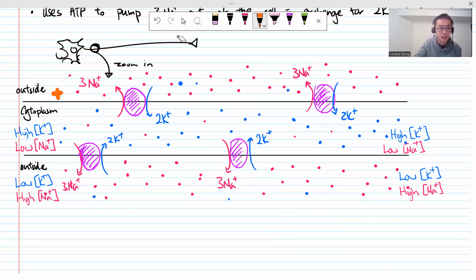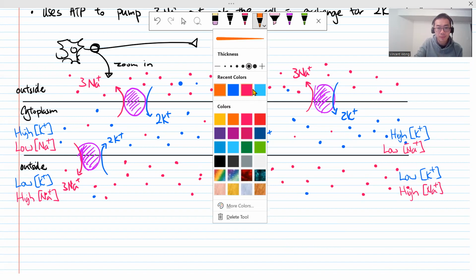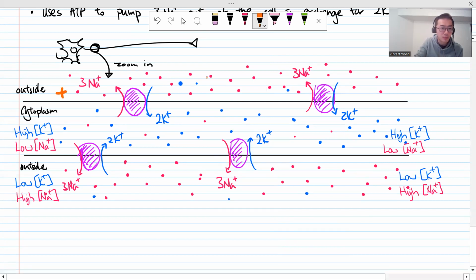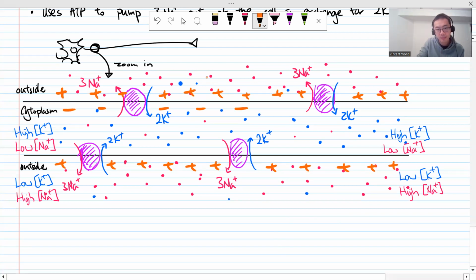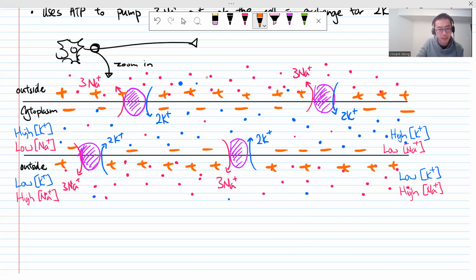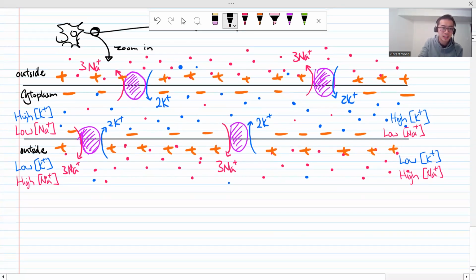Oh my God, that is too thick. Very positive. Well, I wouldn't say very positive necessarily, but it's going to be positive on the outside. And then it's going to be negative on the inside. Okay. And again, I cannot stress the importance of using colors here.